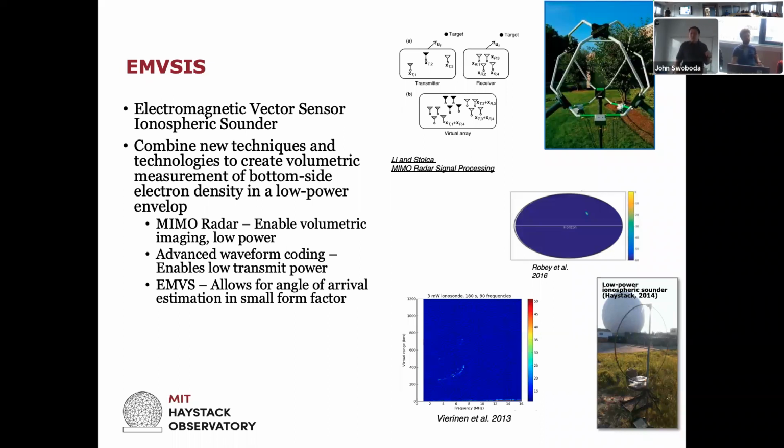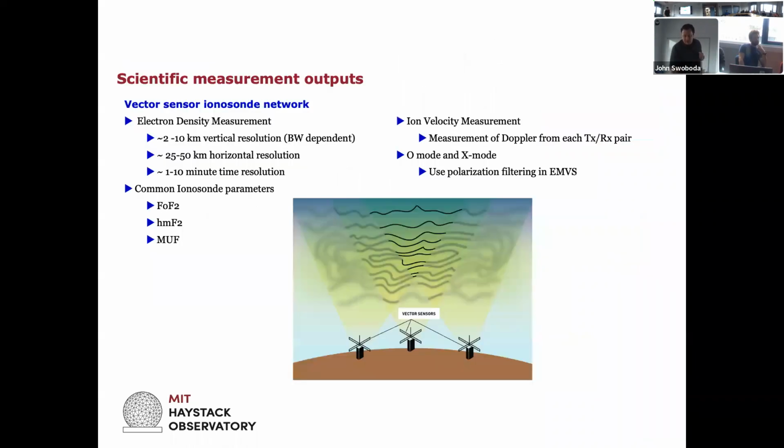To try to get this together, we've already shown these techniques to work in other programs. It's really just a combination of different techniques that we're bringing here. So we're looking at something along the lines of, with the vector sensor ionosonde, getting the electron density and ion velocity. And we're looking at something on the order of 2 to 10 kilometers vertical resolution. This is dependent on how much bandwidth you put out.